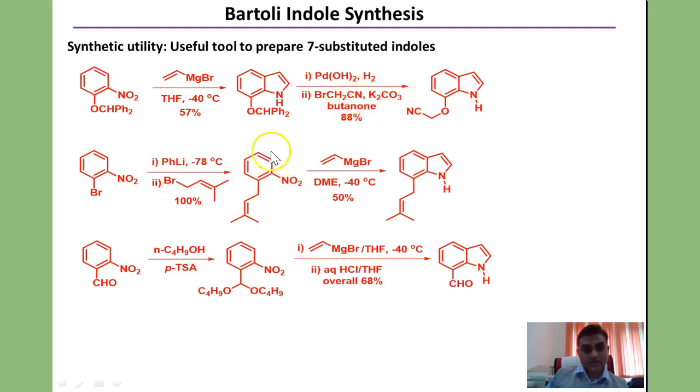Similarly, here one can form a decorated ortho-nitrobenzene by using lithiation chemistry. Here exchange of bromine will occur. Here it will be lithiated, and then metallation will occur, and then we get a carbon-carbon bond forming reaction. And then its reaction with vinyl magnesium bromide will give you a 7-substituted indole. Similarly, here also the 7-substituted indole is formed, and relatively the yields are good here. 88% here, and a 68% yield of the 7-substituted indole.